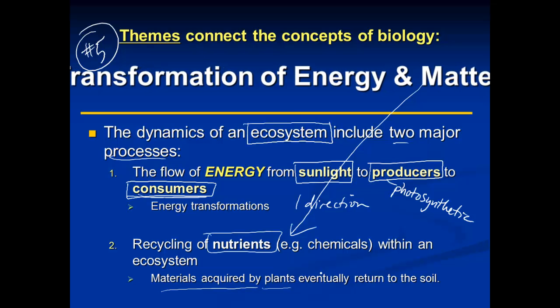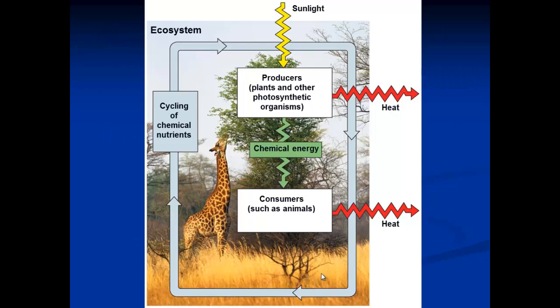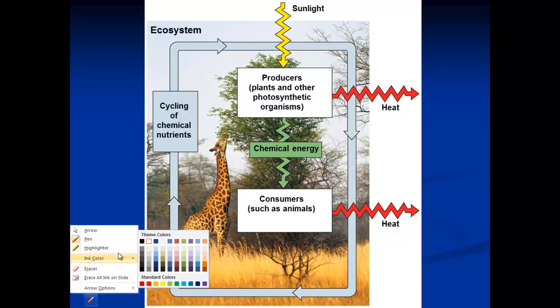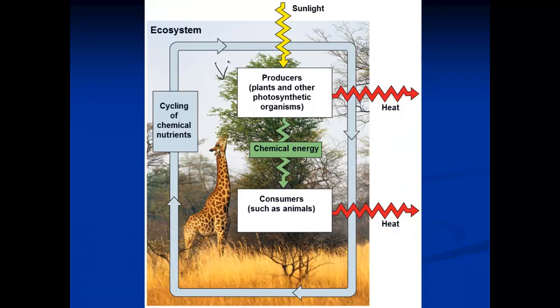We're going to look at an illustration on the next slide that talks about these two processes. Here we are looking at a savanna ecosystem, and we can see that there is a tree evident, a producer, a photosynthetic organism, and then we have a giraffe, a consumer, that is eating leaves off the tree.